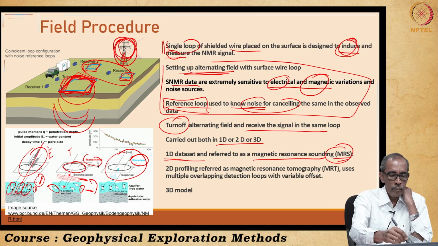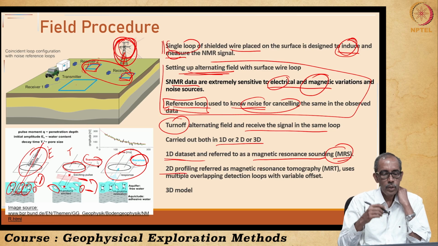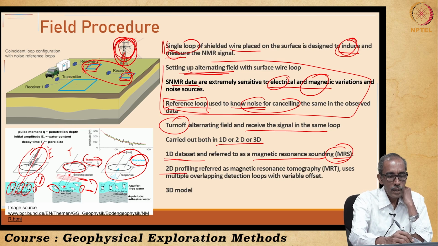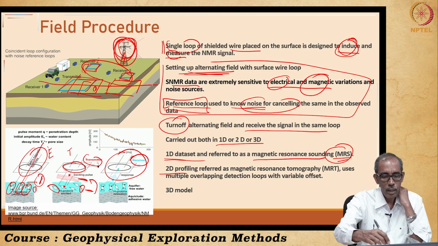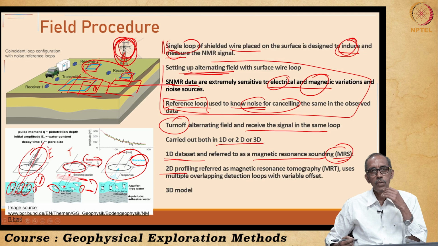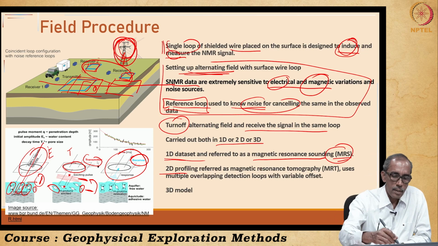Instead of 1D, we can also do a 2D survey. So, how can we do 2D? Initially, the transmitter coil is kept like this and we complete one survey. Then the transmitter coil is shifted. Okay, this is the second location. Then this is the third. So, this is how the transmitter coil keeps on being moved along a particular profile. So, this is known as 2D magnetic resonance sounding.